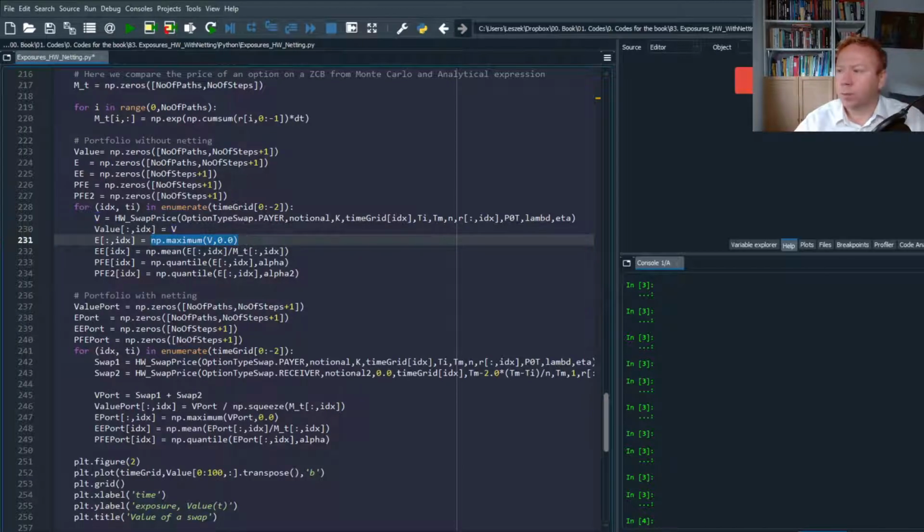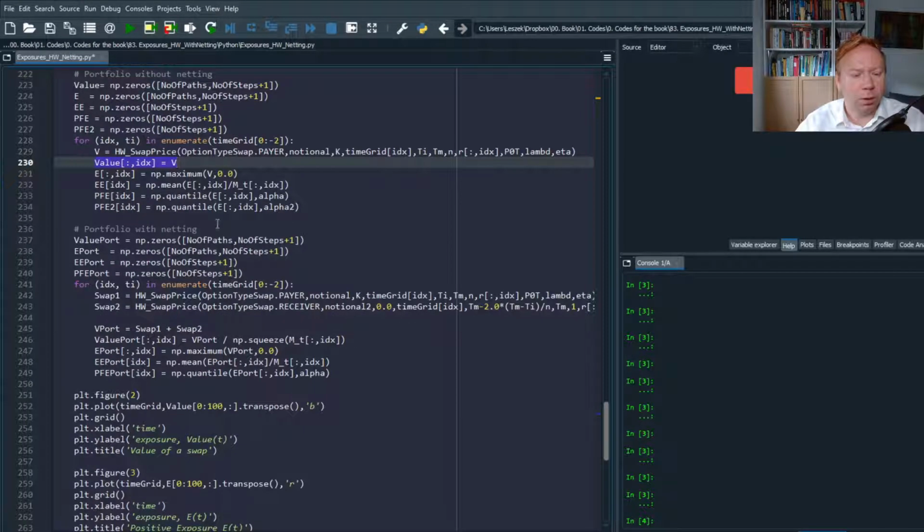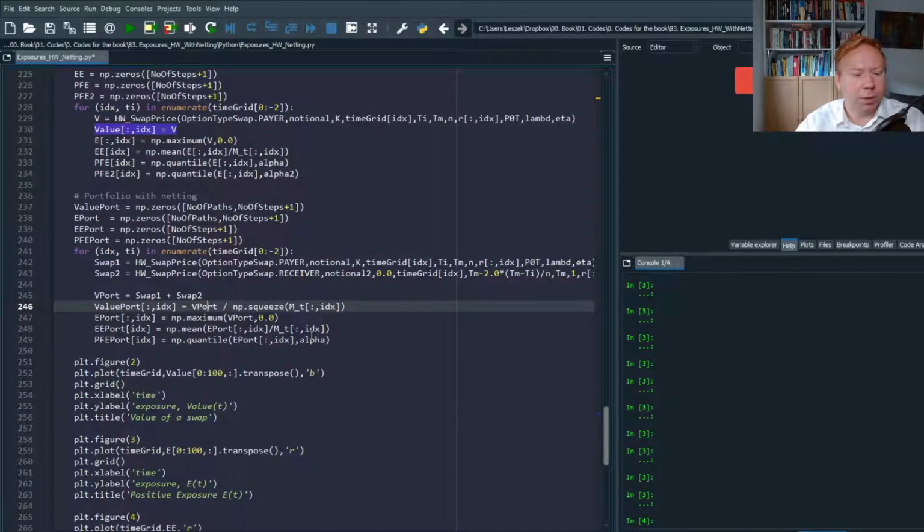So then we take the exposure, the positive exposure, which is the maximum. Then we calculate expected exposure, obviously discounted expected exposure. So now we discount to today, and then we look at the quantile. So this is something to also keep in mind: there should be no discounting. This value is just a storing value, no discounting needed here. Let me double check it will be the same in the portfolio.